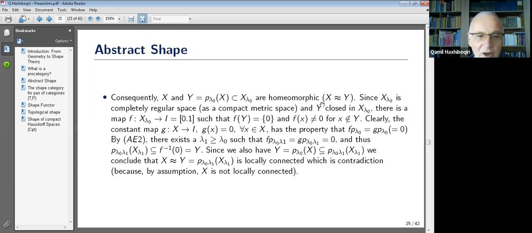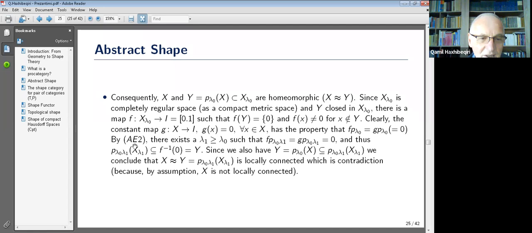f from X_lambda zero to the segment [0,1] such that f sends all y to 0 and f(x) is different from 0 for every x not in Y. Clearly, the constant map g from X to Y defined by g(x) = 0 for every x in X has the property that f p_lambda zero = g p_lambda zero, since g is a constant map and the composition is also constant, equal to 0.